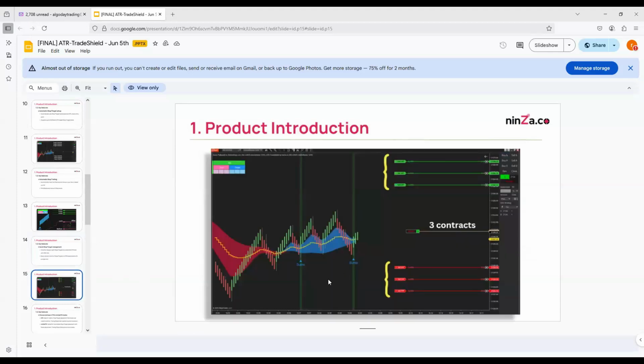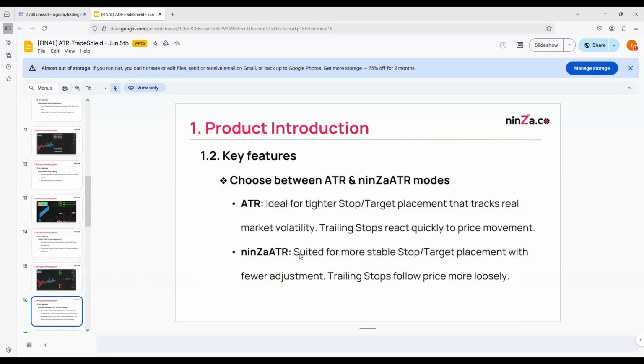Well, so this is everything. So they use the Sumo pullback. It looks like this one. I just prefer Arcade System Platinum. Okay, so you get to choose between ATR and NINZA ATR modes.